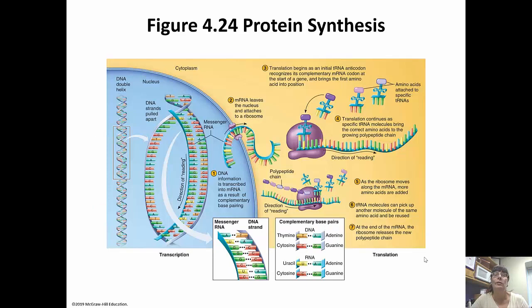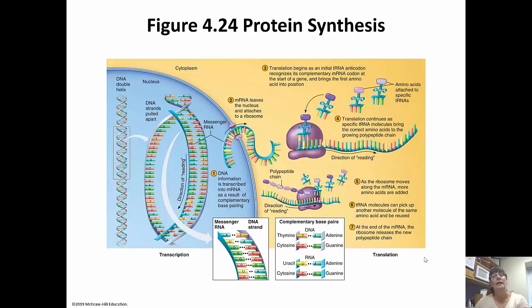So here's an overview of protein synthesis. So just to recap, replication is DNA making DNA, copying itself. DNA polymerase runs that show. Transcription is messenger RNA being made from DNA. RNA polymerase runs that show.